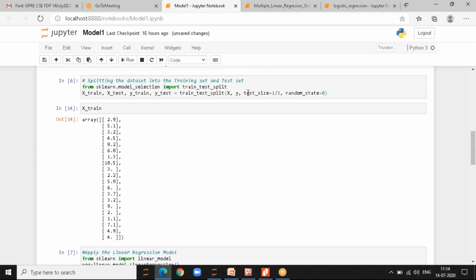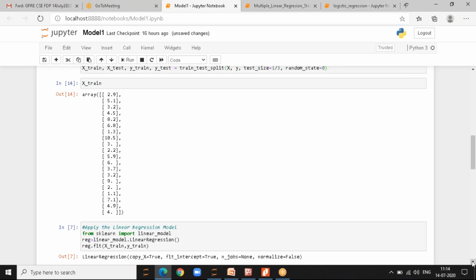Because this function will take test size. Test size as 1/3. That means one third of the data. Yes, one third of the original data. Okay, 1/3 of the original data, right? Yes.